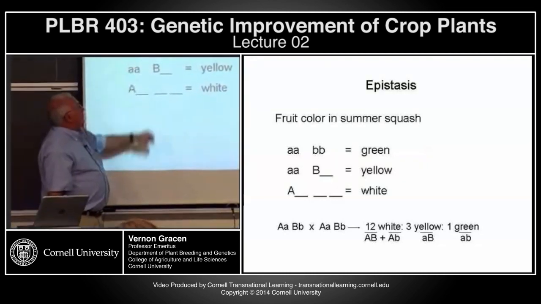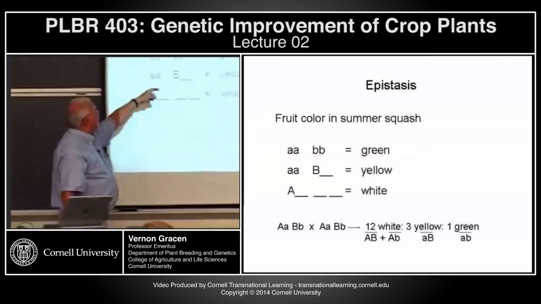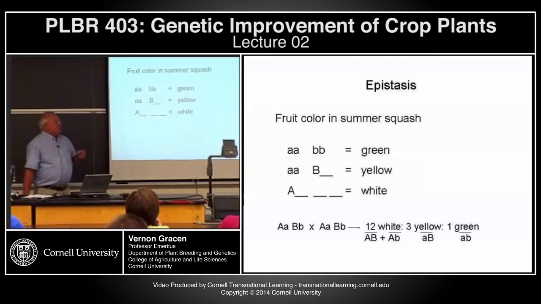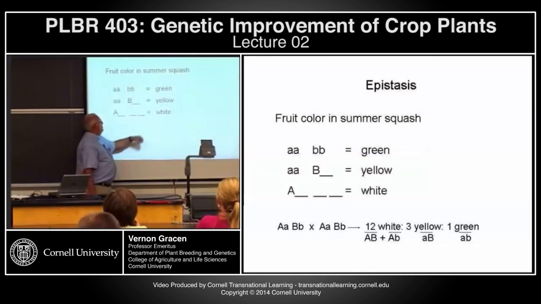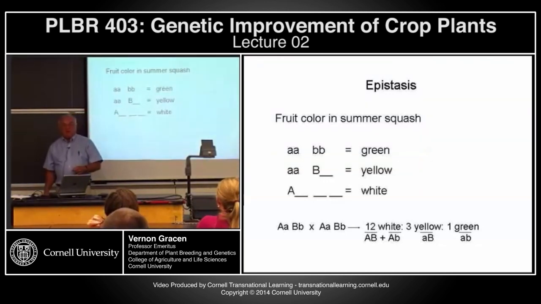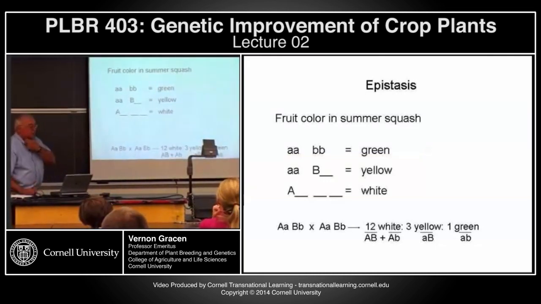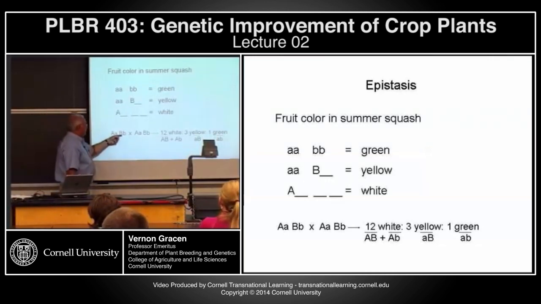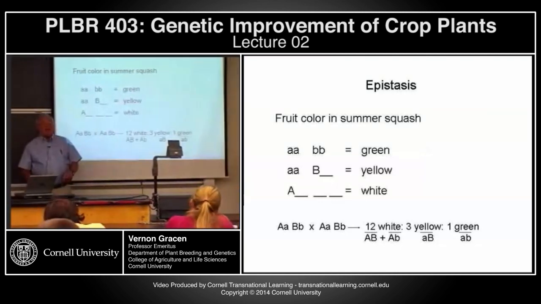you get a green squash. If you have a genotype that has at least one dominant B allele, you get a yellow squash. If you have a genotype with at least a dominant A, you get white. But notice, you get white regardless of whether you have dominant B or not. So that when you look for a segregation ratio of a cross between heterozygous AB by heterozygous AB, you get 12 white type, 3 yellow, and 1 green.